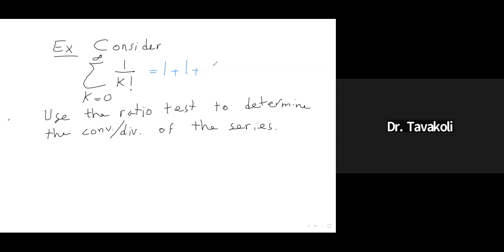The next term is 1 over 2 factorial. 2 factorial is 2. So what is 3 factorial? 1 over 6. 3 factorial is 6, right? 1 times 2 times 3 is 6. 4 factorial, 1 times 2 times 3 times 4, is 24, so 1 over 24, and so on and so forth. These are some of the terms of this series.